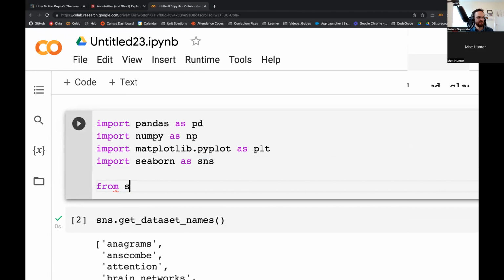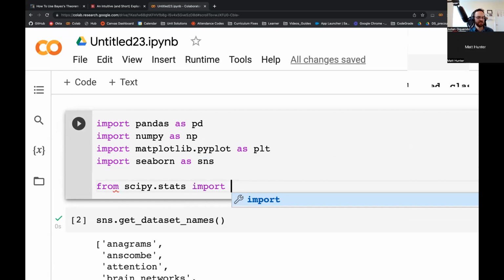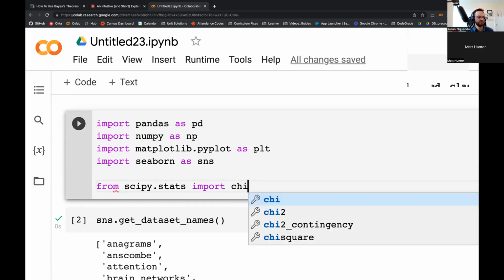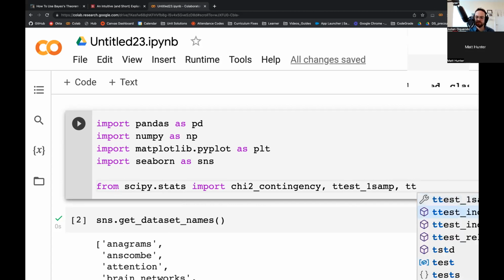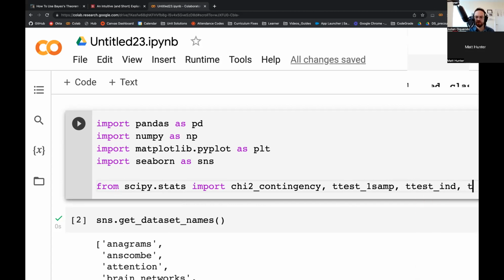Since I'm only using specific functions, let's call from the SciPy stats library, I want to import just these specific packages. We've used the chi-square contingency. We're going to use the t-test, one sample. We're going to use the t-test independence. And we're also going to use the t to measure some intervals.